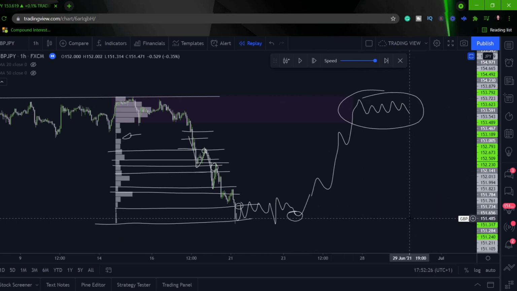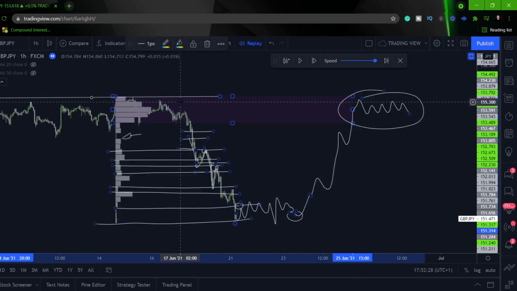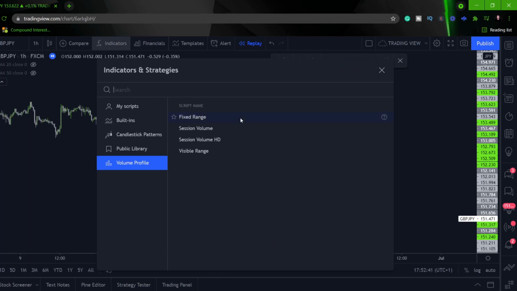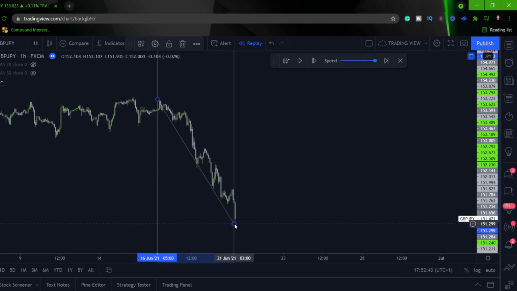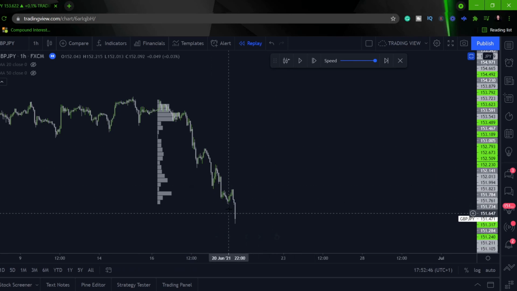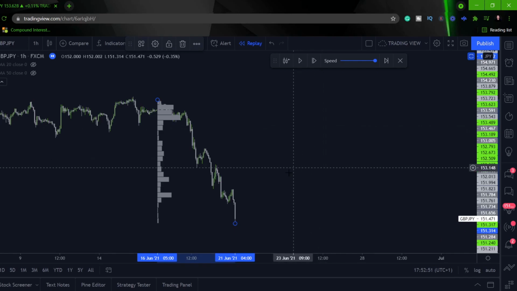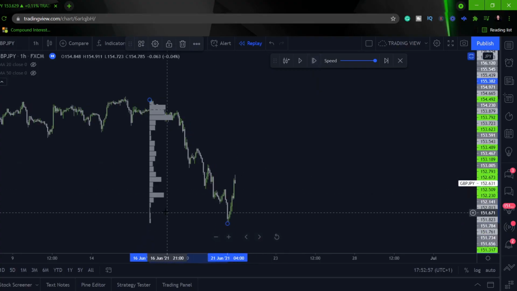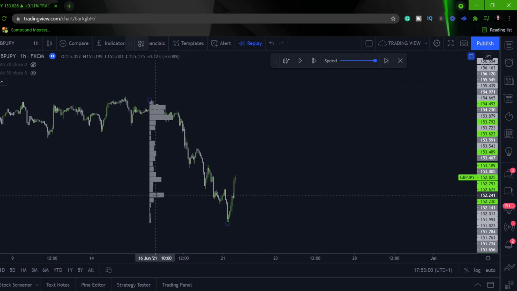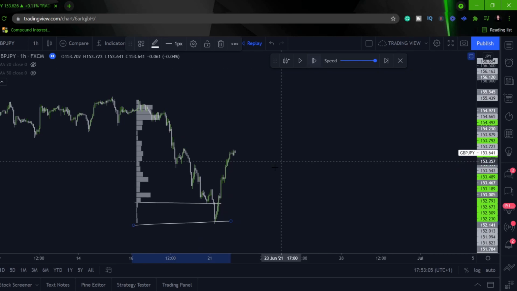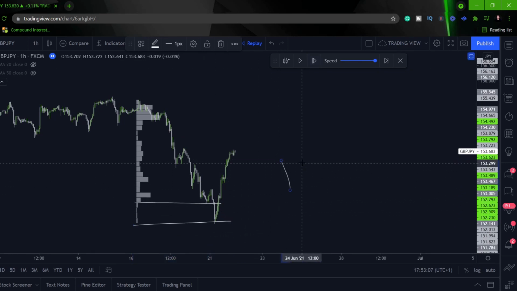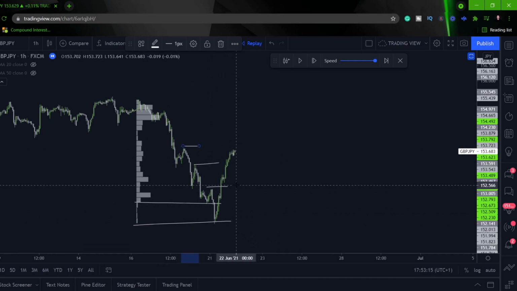So if we just get rid of this, bring on the fixed range profile, swing low to swing high. Okay, look, it went back up and filled the imbalance. So we filled the imbalance through here. We most likely got some accumulation on a lower time frame, as we're breaking highs, breaking structural highs.